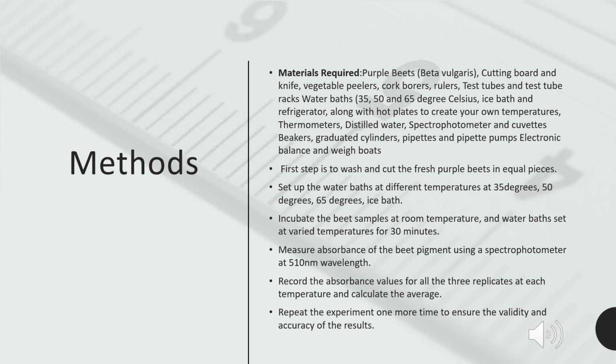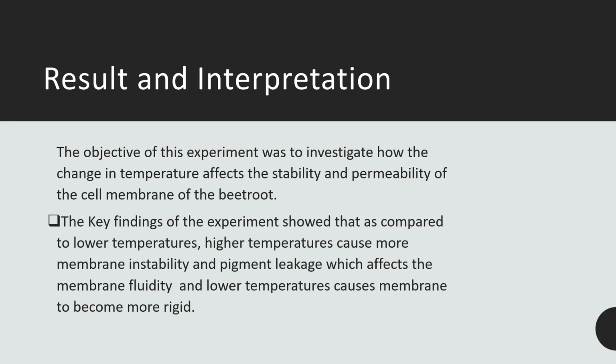So, what we can conclude from this experiment is that temperature plays a significant role in the stability and permeability of the cell membranes. By investigating its effect on the pigment leakage of purple beets, we can gain valuable insight into how cells respond to changes in their environment.